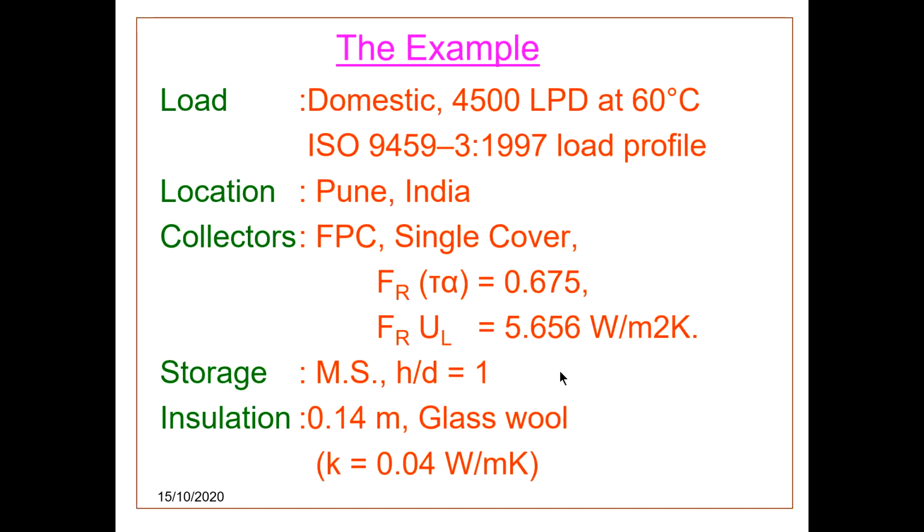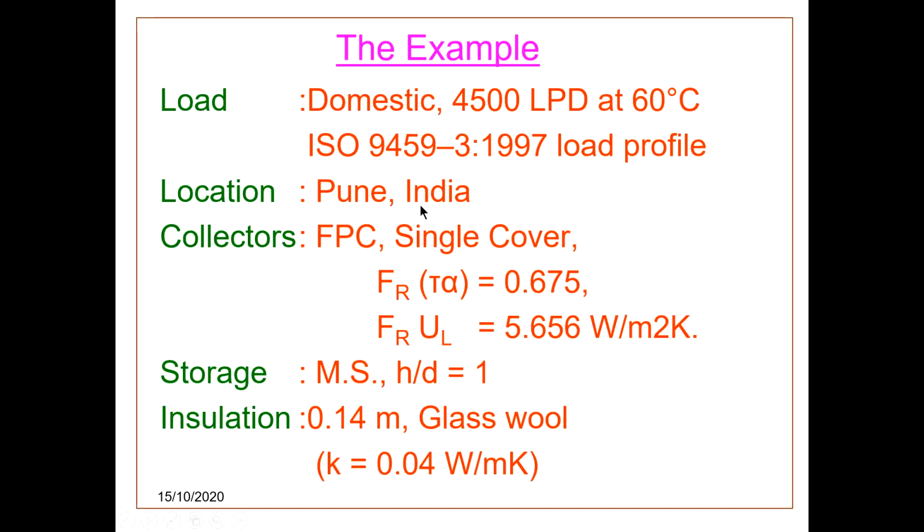The example taken is domestic hot water demand. There is an apartment building in Pune which has a demand of hot water of 4500 liters per day at 60 degrees Celsius. This demand is as per the ISO, International Standards Organization 9459, load profile. Load profile means how this water is being used. In the morning people use a certain quantity of water, in the afternoon a certain percentage, and in the evening also a certain percentage. I will discuss this ISO load profile in the next slides. So the ISO load profile is used in this example.